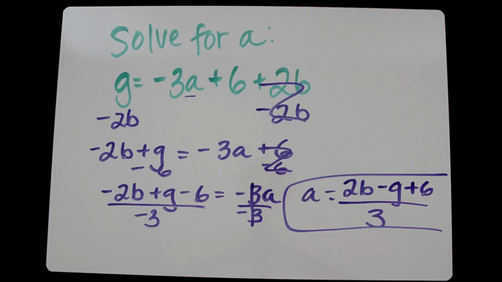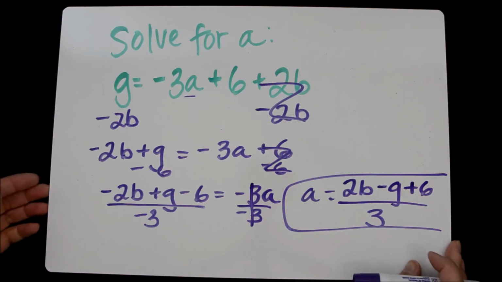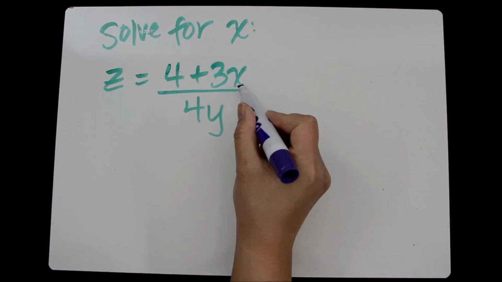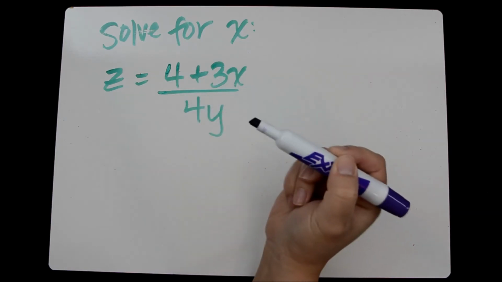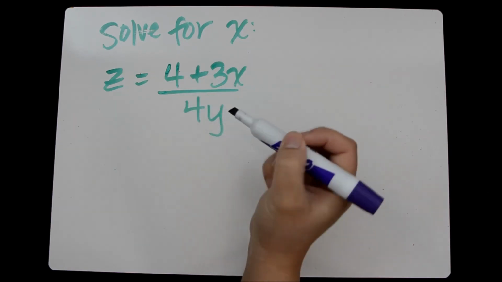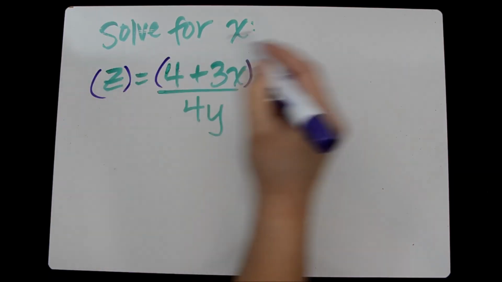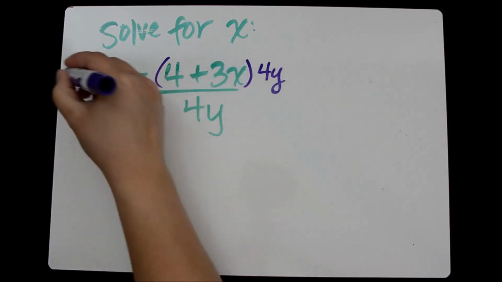Let's take a look at one more example. So here we have to solve for x. X is in the numerator, and so we actually can't simplify this until we undo the denominator, which is division. So to do that, we're first going to multiply both sides of our equation by the denominator, which is 4y.